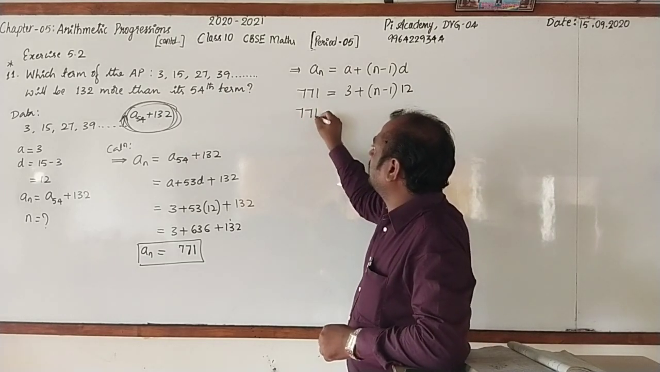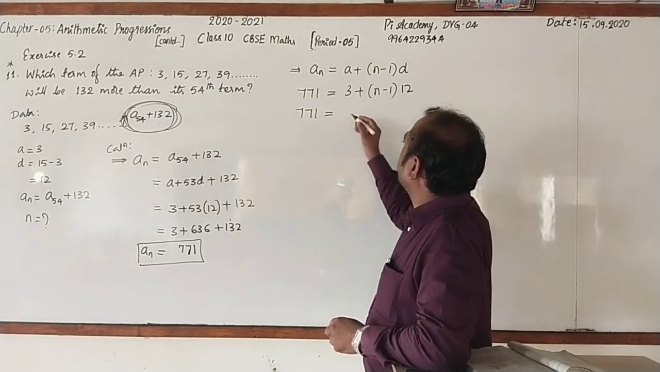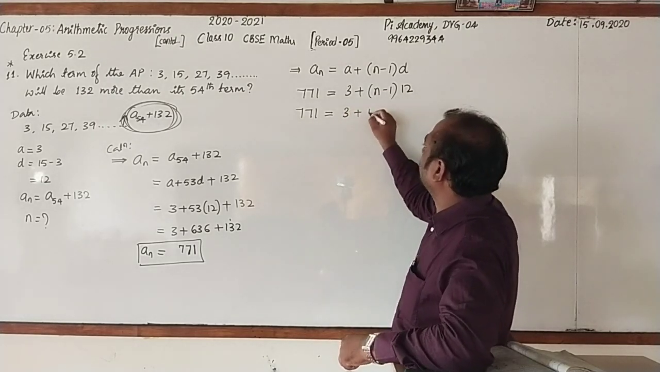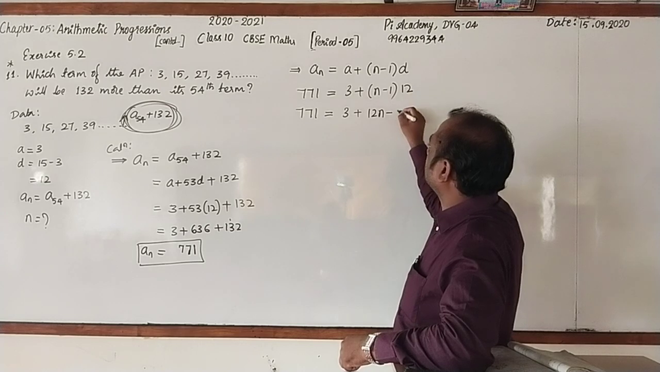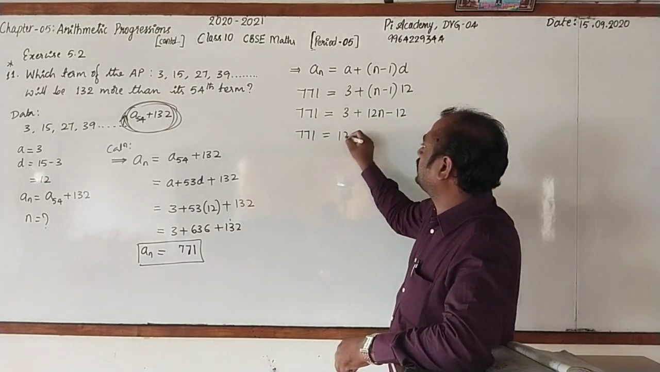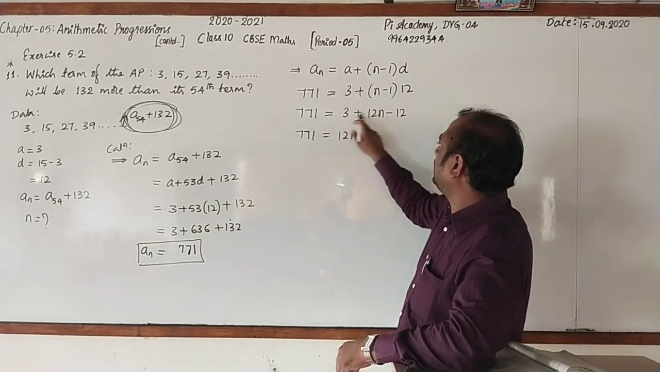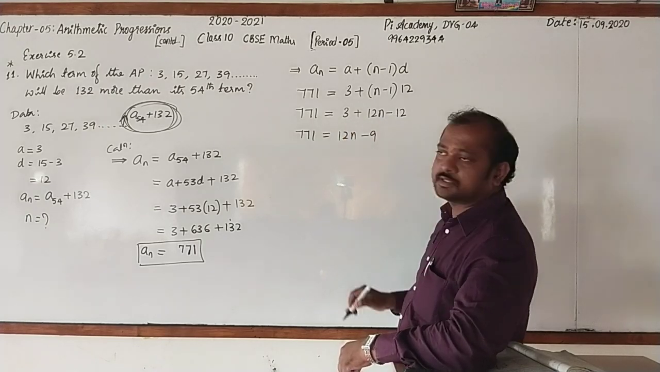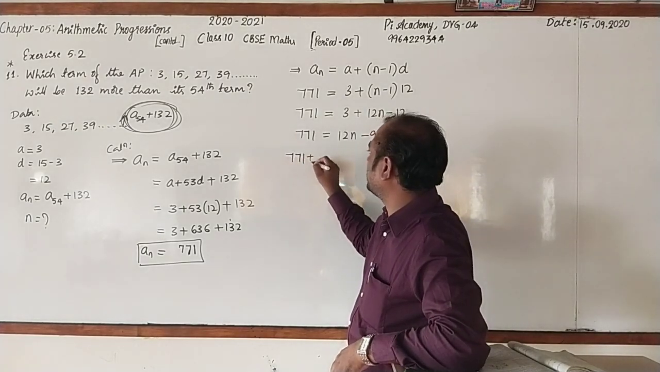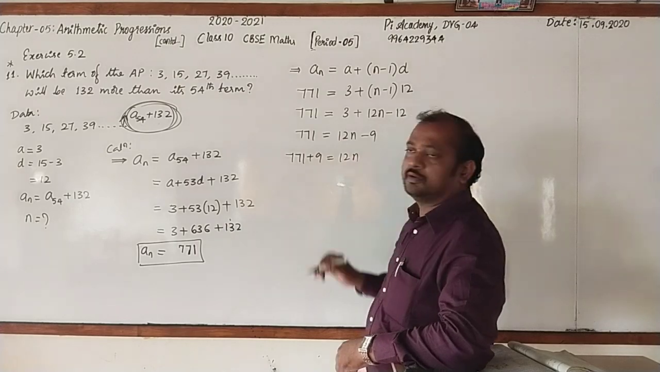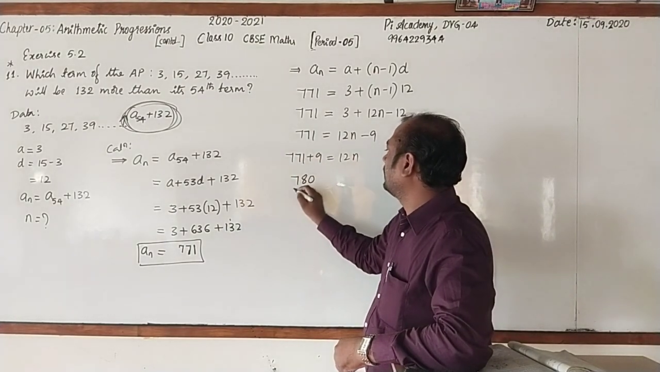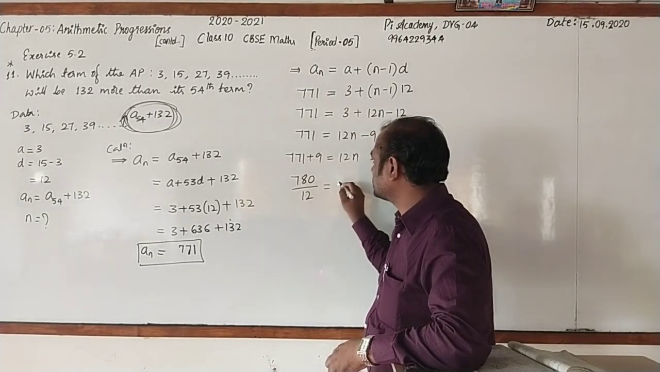Then 771 is equal to 3 plus (n minus 1) times 12. Multiply 12 with both the terms: 12 into n, 12n, minus 12 ones are 12. Then 771 is equal to 12n as it is. 3 minus 12 is minus 9. Transfer minus 9 to the left hand side. 771 plus 9 is equal to 12n. Then 771 plus 9 is 780, divided by 12 is equal to n.